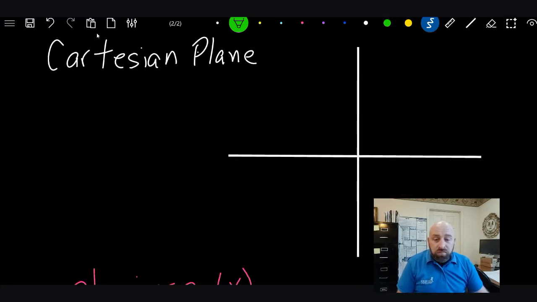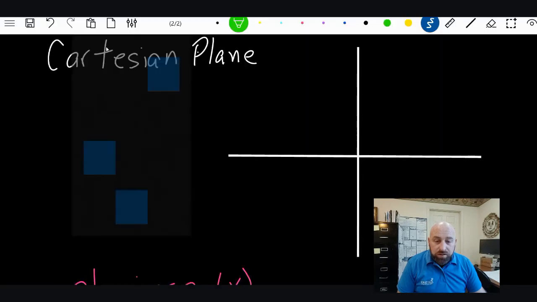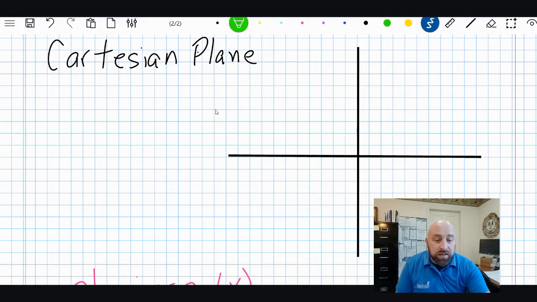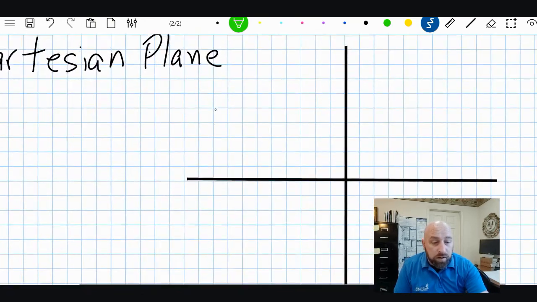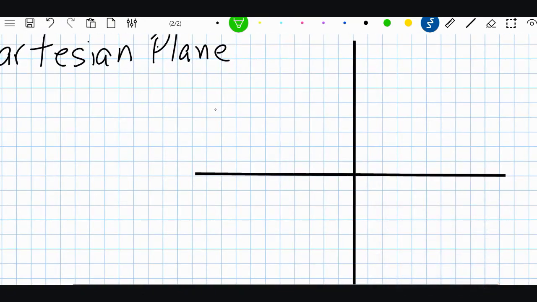I'm going to switch this over real quick because I want you to see this. The Cartesian plane is typically done on what we call math paper or graph paper, and you can see these little lines in it. Every line that goes up is one space. So if you're going up the Cartesian plane, you'd have 1, 2, 3, 4, 5, 6. If you're going across, 1, 2, 3, 4, 5, 6.